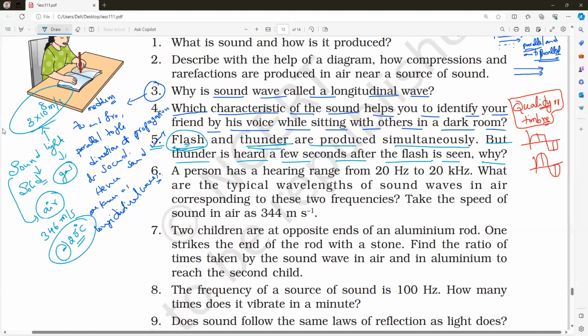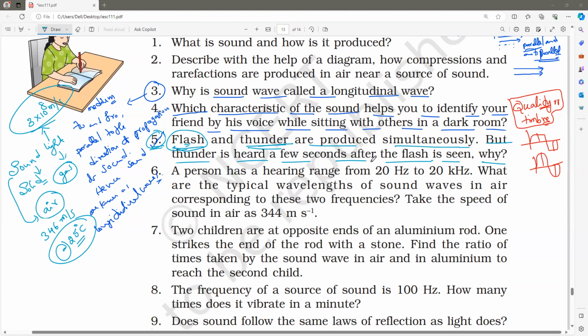The speed of light is greater than the speed of sound in air. Hence, thunder is heard a few seconds after the flash.